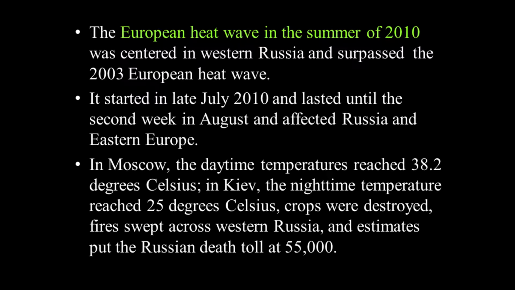In Moscow, the daytime temperatures reached 38.2 degrees Celsius, or 101 degrees Fahrenheit. In Kiev, the nighttime temperature reached 25 degrees Celsius, or 77 degrees Fahrenheit. Crops were destroyed, fires swept across western Russia, and estimates put the Russian death toll at 55,000.